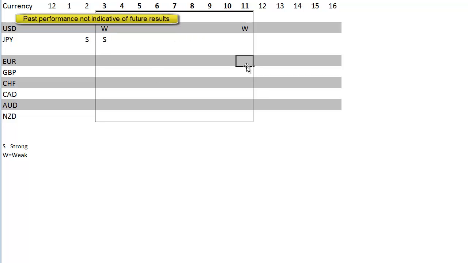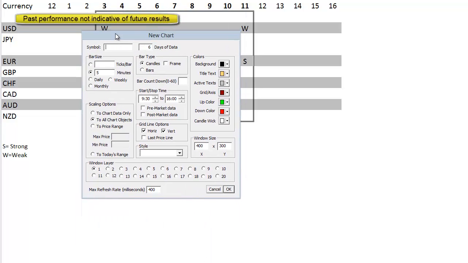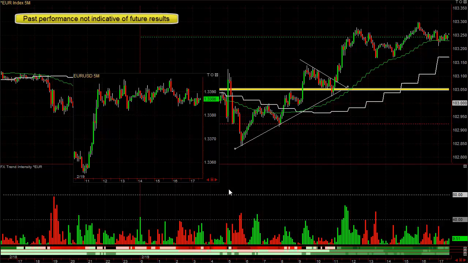So this one's strong. You can see that the dollar was weak at 11. Let's start by bringing up, just for illustrative purposes, a 5-minute chart. I personally use range charts, 5 pips per bar, but then they have to download tick data, and I don't feel like waiting for that for the blog video here.